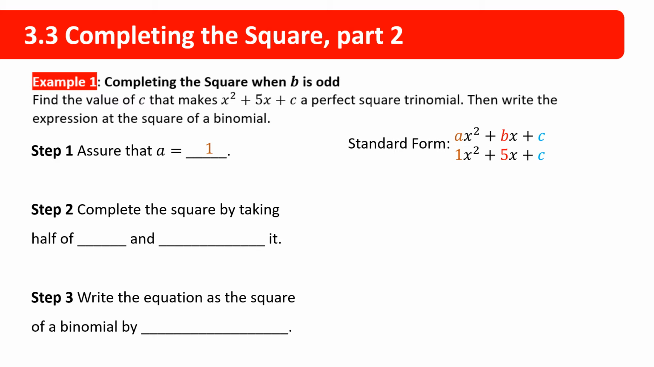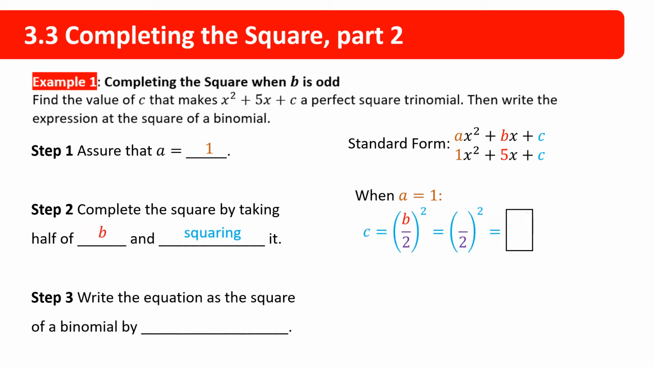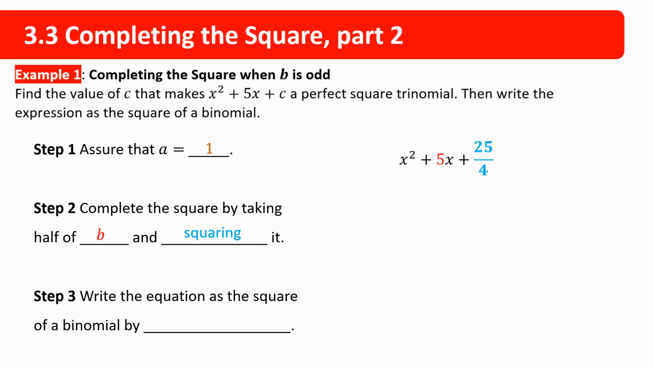Now we want to complete the square like we have done in the past. So we want to be able to take half of our b value and square it. So assuming that a equals 1, c is going to be half of b squared. Our b value is 5, and when we square 5 halves, we come up with 25 fourths. So we express our trinomial as x squared plus 5x plus 25 fourths.